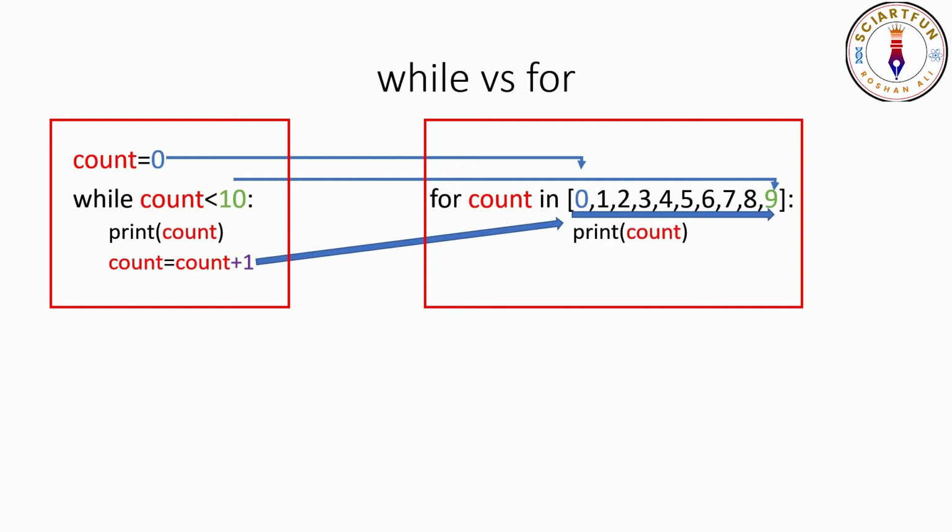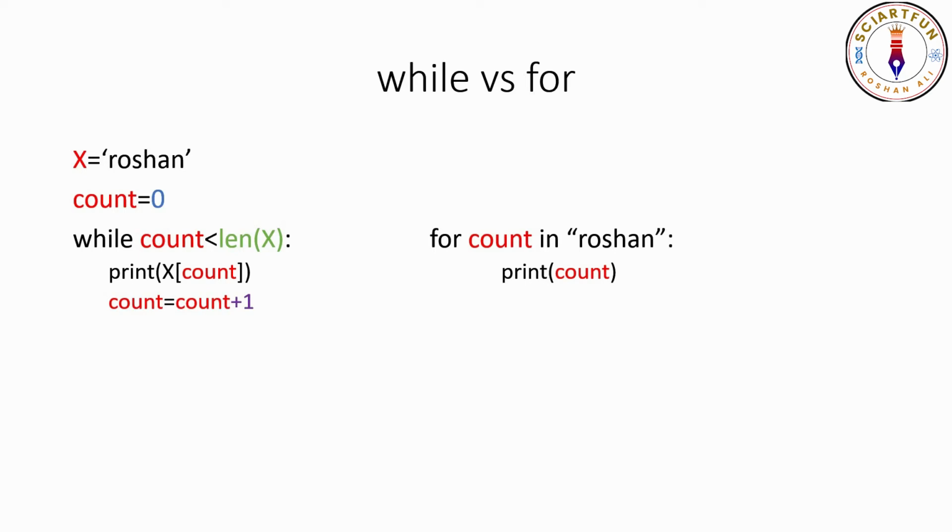Let's do it practically. Let's try while loop first. You first save a string in a variable. For example, I stored Roshan in variable x. Now determine the start point. Here we stored the start point 0 in a variable called count. Now type the while command and put a condition to determine the endpoint. Here the condition is that the loop will repeat until the number of characters in the string. Then we print each letter of the string. Then in the next line, we increase the value of count by 1.